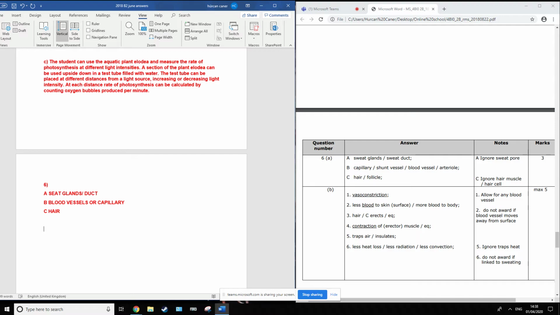That's clear. The last part. Explain the changes that occur in structures B and C when a person responds to being in a cold environment.